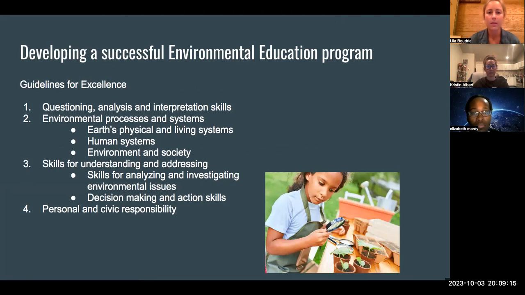Okay, developing a successful environmental education program. So in order to do this successfully, we want to follow the guidelines for excellence for the age groups K through 12 grade levels. The overall goal of the guidelines of excellence is to promote progress towards sustaining a healthy environment and a healthy quality of life. So they do break this up into 4 categories. The first being questioning, analysis, and interpretation skills.